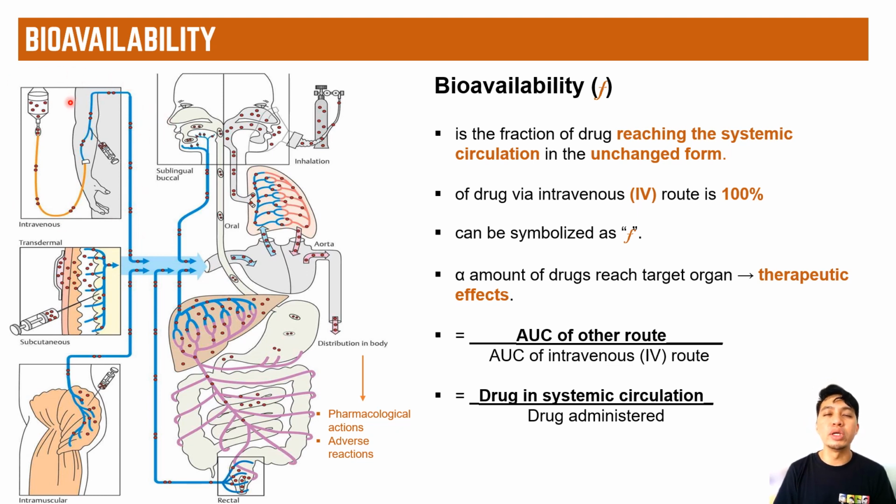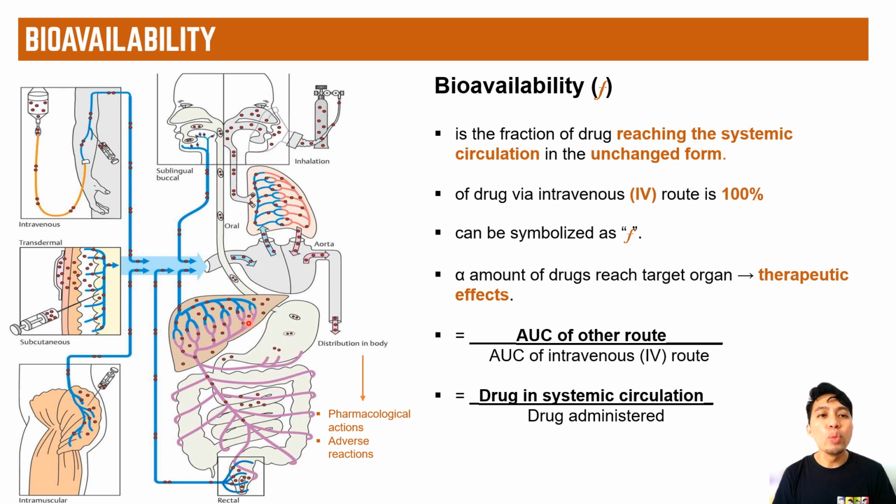Okay, we take one example, oral drugs, either in tablet or syrup formulations. A part of it might not be absorbed at all. Some of it might be metabolized via the liver or other tissues to active or inactive metabolites.